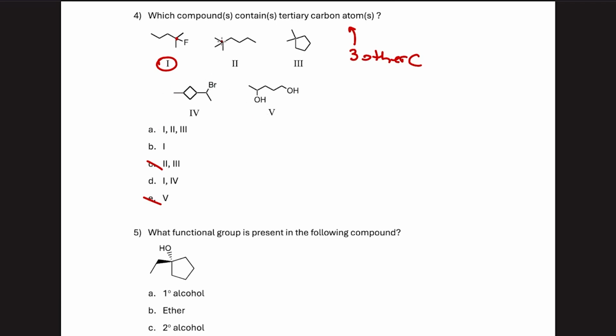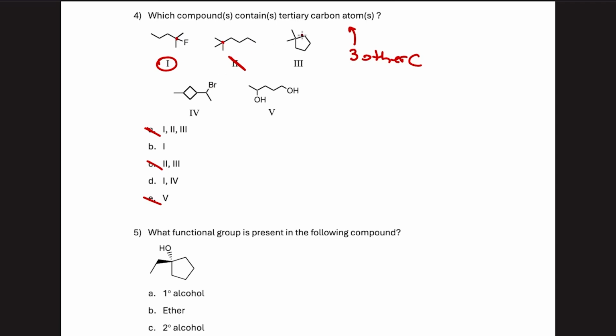In structure 2, I have this carbon, but it's connected to 1, 2, 3, 4 other carbons, and so it's not tertiary. And this carbon is secondary, primary, and all these other carbons are primary. And so we know that they don't have tertiary carbon atoms. And so we can eliminate A, definitely, because it's not structure 2.